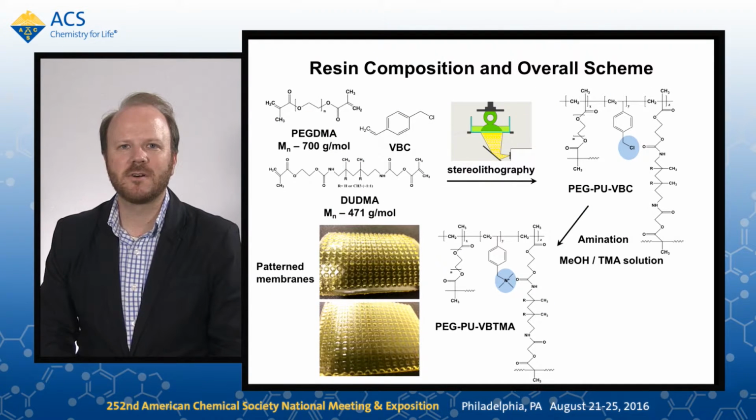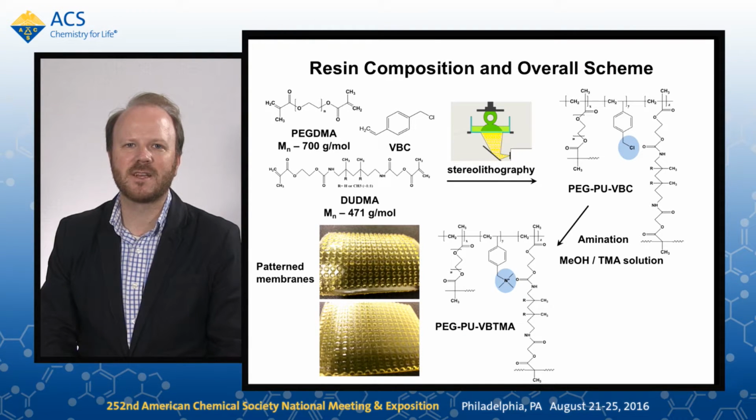This slide shows the chemical composition of these membranes. So we use PEG dimethacrylate and diurethane dimethacrylate, and we vary the ratio of those photopolymerizable prepolymers in order to vary the hydrophilicity of the membrane. And then we use vinyl benzyl chloride, which is incorporated into the network as a reactive handle, where we can turn that benzyl chloride group into a quaternary ammonium group to turn this hydrophilic network into an anion exchange membrane. So you see a schematic of the final chemical composition of the membranes once they're quaternized on the bottom, and some examples of the patterned surfaces that we've made.